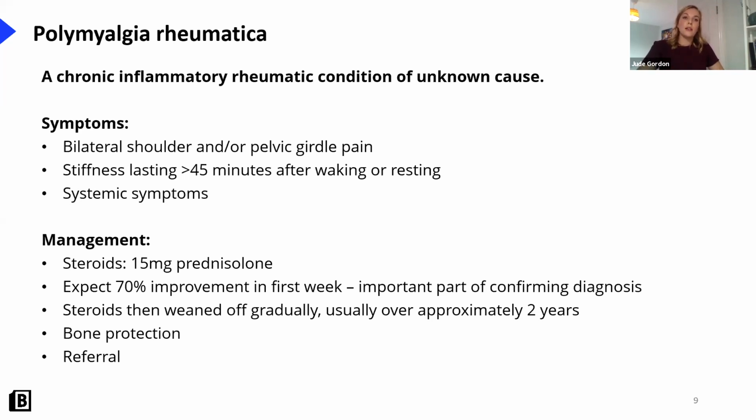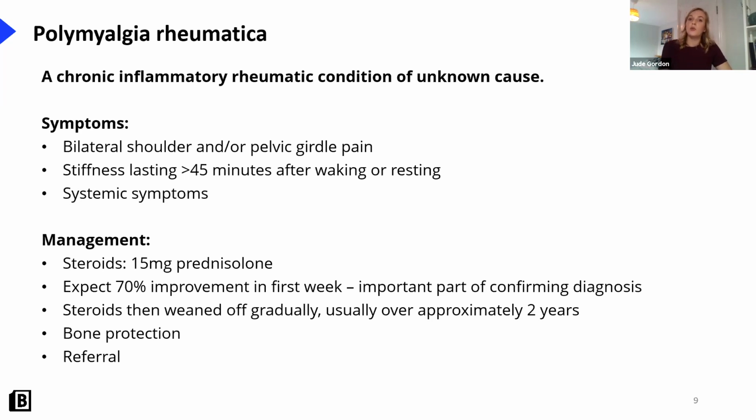For PMR, the mainstay of treatment is oral steroids, usually starting at quite a low dose, usually 15 milligrams of prednisolone, and then that gradually gets weaned down. The first week of treatment, as well as trying to alleviate the symptoms, is used as a bit of a diagnostic trial, because if it is PMR, then in that first week you should see a really significant improvement in symptoms. They say at least 70% improvement in that first week. If you're not getting that, that might be a reason to refer on to rheumatology, because the diagnosis is a bit less clear. Most of the time, patients will need to be on steroids for quite a while, so often 1 to 2 years.